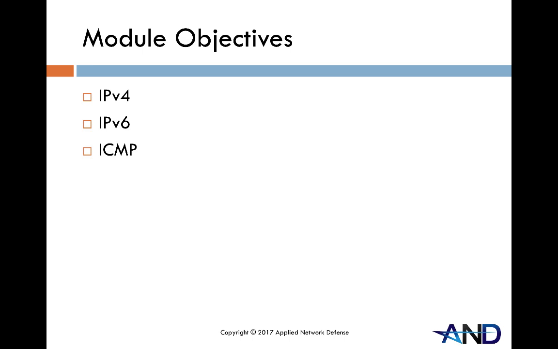Finally, we'll go through the ICMP protocol, which is used a little bit in conjunction with both IPv4 and IPv6, so we'll be alluding to it throughout, but then we'll devote a section to it towards the end so we can understand the role and purpose of ICMP. So with that said, let's dig in.